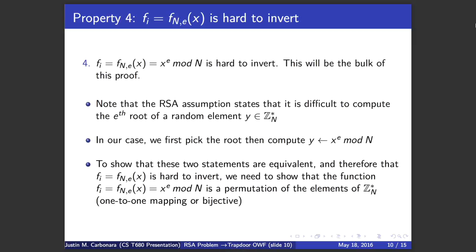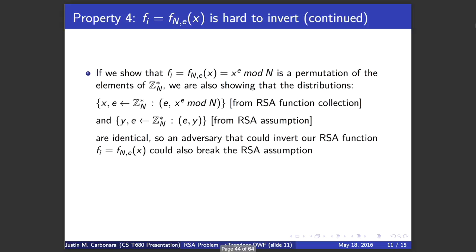To show these two statements are equivalent, and therefore that f_i(x) = f_ne(x) is hard to invert, we need to show that the RSA function is a permutation of the elements of Zn star, which is to say a one-to-one mapping between x^e mod n and Zn star, or it's bijective. If we show that the RSA function is a permutation of the elements of Zn star, we're also showing that the distributions x^e from Zn star from the RSA function collection and y^e from Zn star from the RSA assumption are identical, which would mean an adversary that could invert our RSA function could also break the RSA assumption. This is the contradiction that we're looking for in this proof.